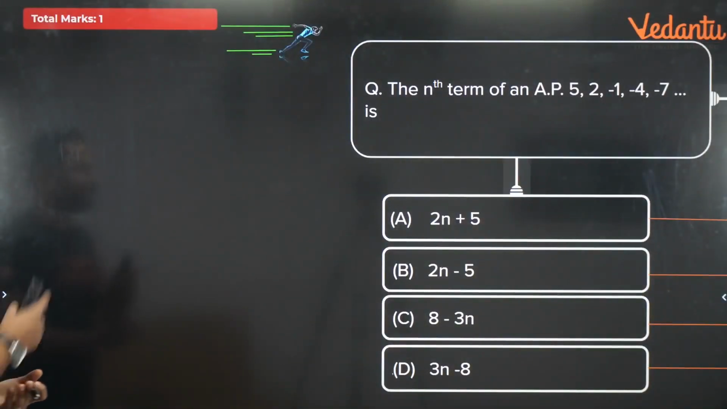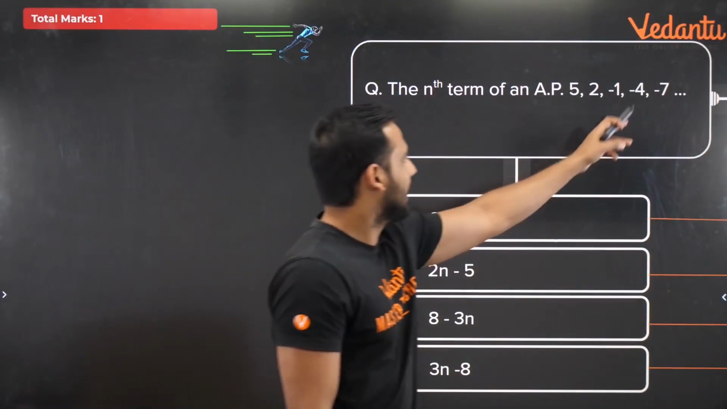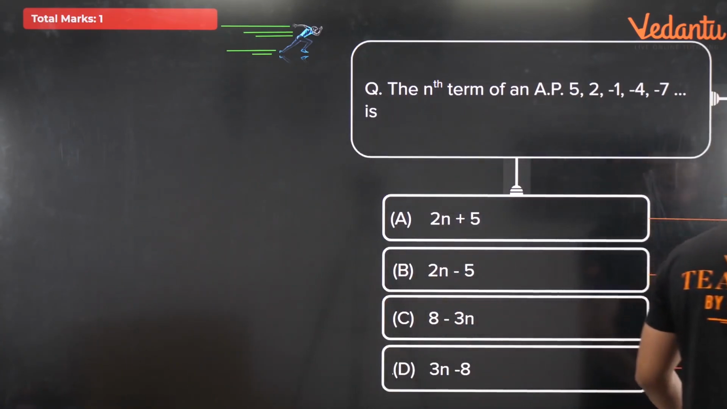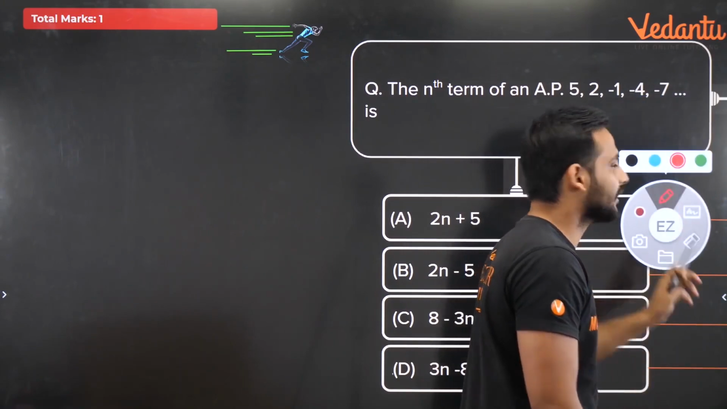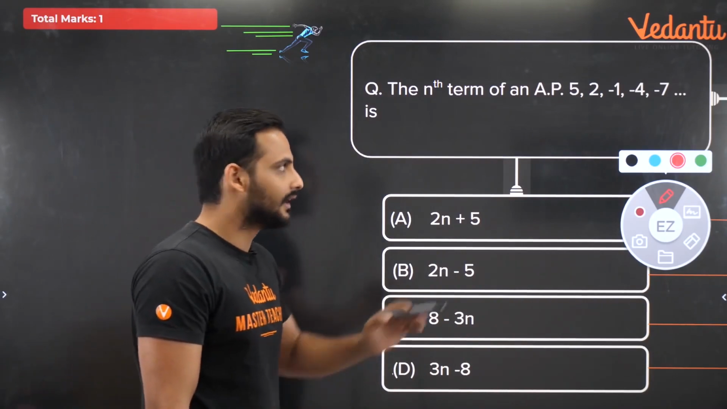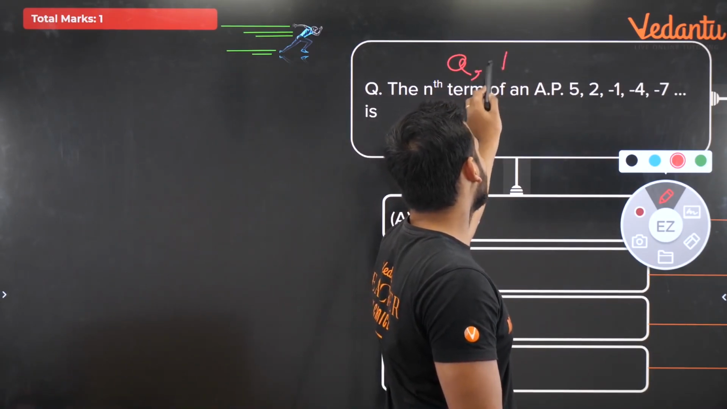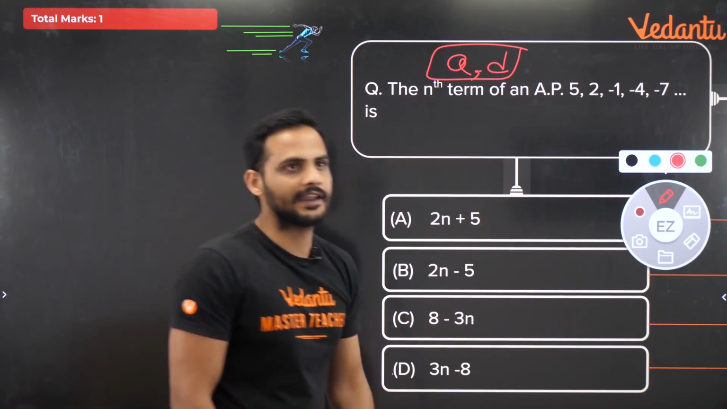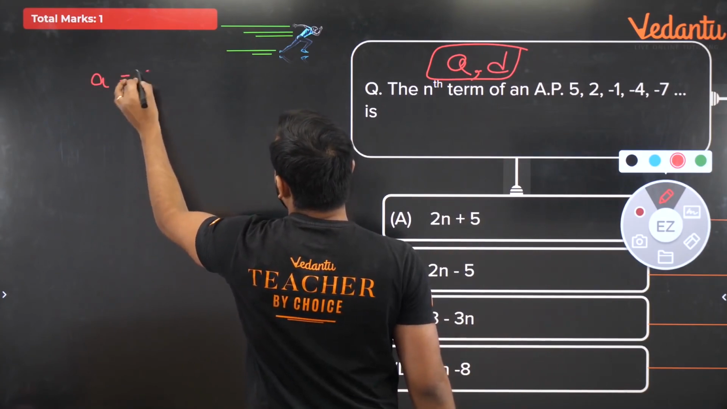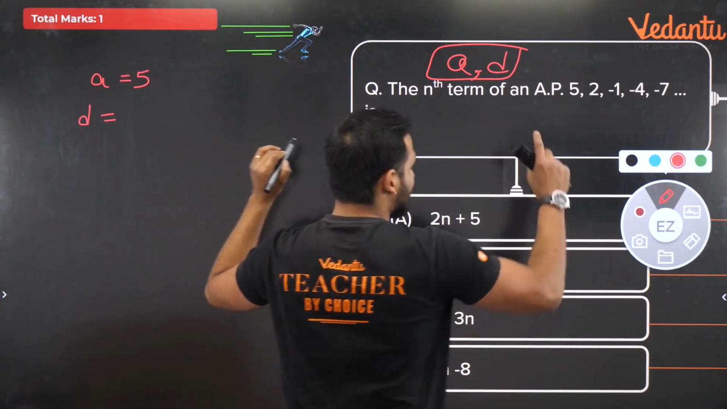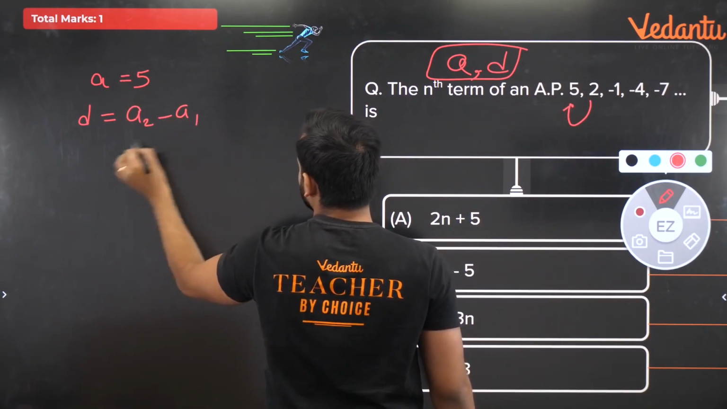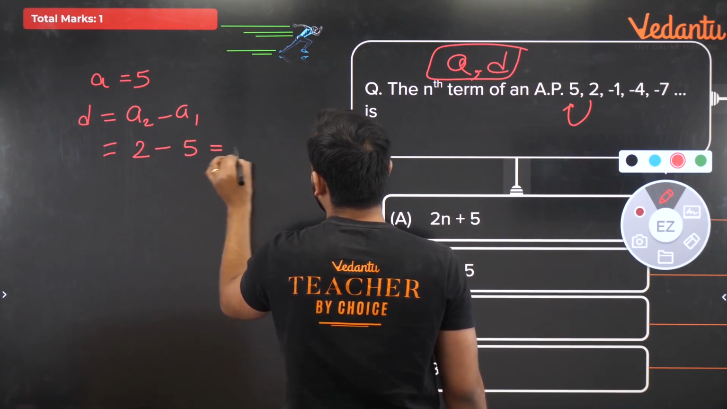Let us solve some questions. The nth term of an AP. How do you write the nth term of an AP out of all this? For any question of an AP, you have to understand one thing which is very important. Your a, first term, and common difference. If these two things are known, you can get anything you want in that question. First term here, we know, is 5. Common difference will be, remember, a2 minus a1, which is 2 minus 5, which is minus 3.